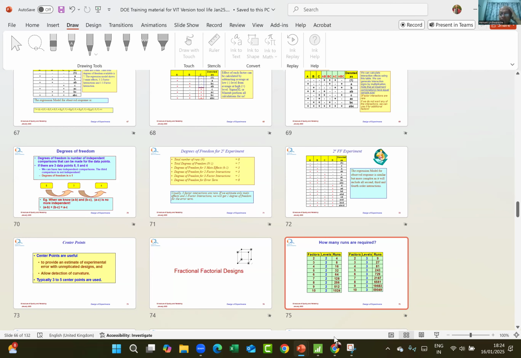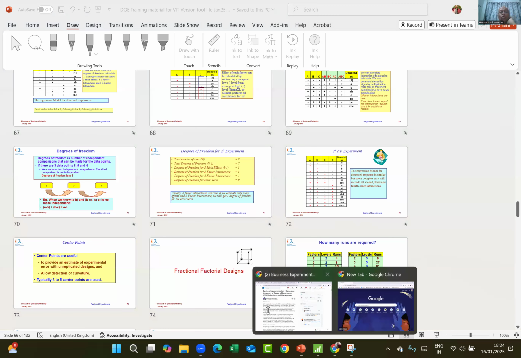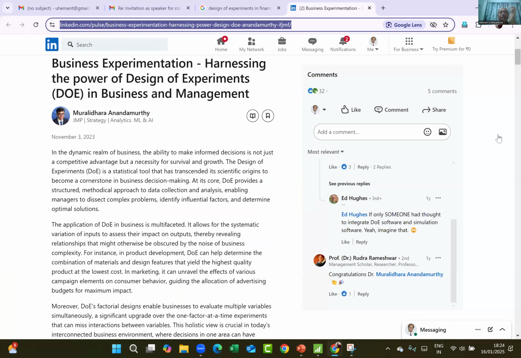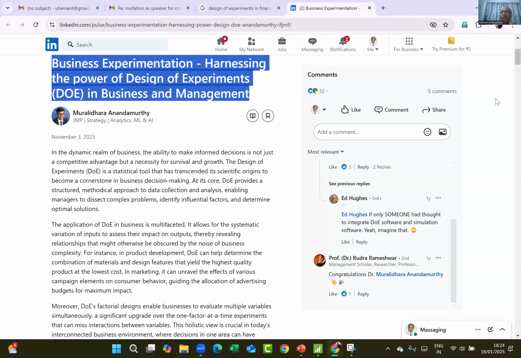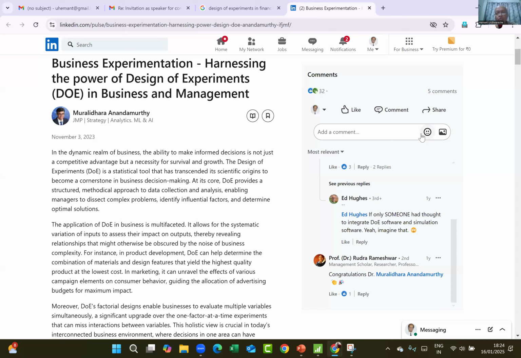Okay, so I just want to show you a page here, and I have pasted the link in the chat box. This is a LinkedIn article by Mr. Murlidhar Anantamurthy. It talks about business experimentation, harnessing the power of DOE in business and management. So I suggest that those who want to look at this can look at this article and get some insights into this one. This is a LinkedIn article, so I believe you can easily access it. I have given the link in the chat box right in the beginning of the session.